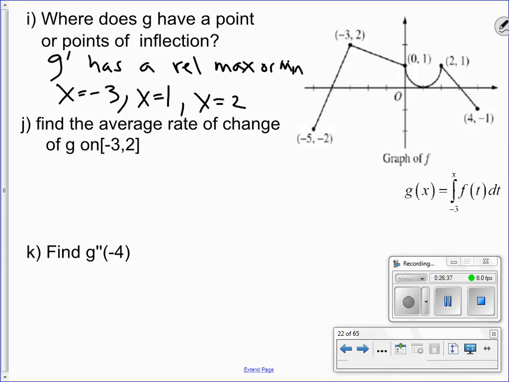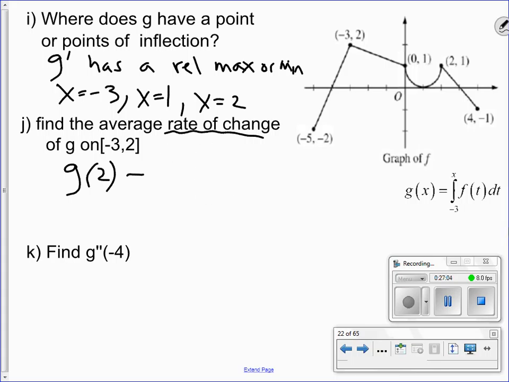Find the average rate of change of g on the interval from negative 3 to 2. Average rate of change: slope formula. So I'm going to have to get g of 2. Rate of change, guys, think ratio of change. Just remember that means slope. So g of 2 minus g of negative 3.